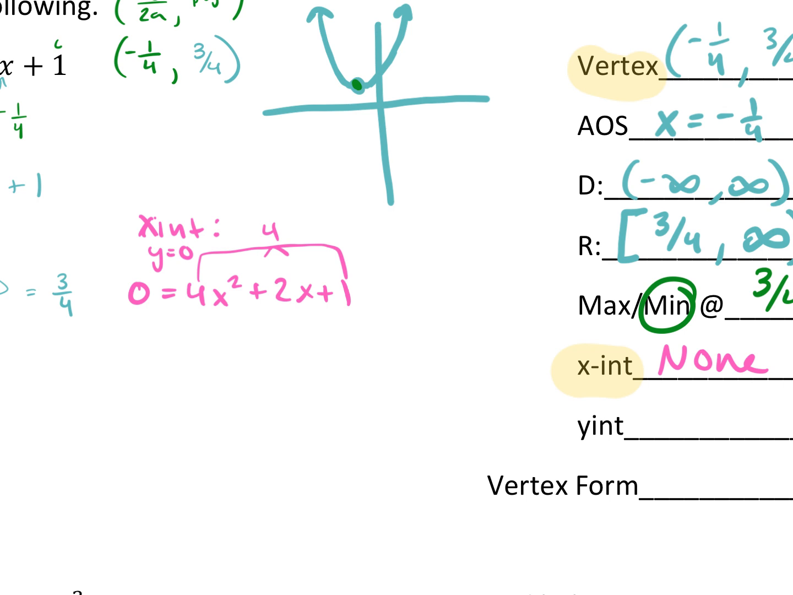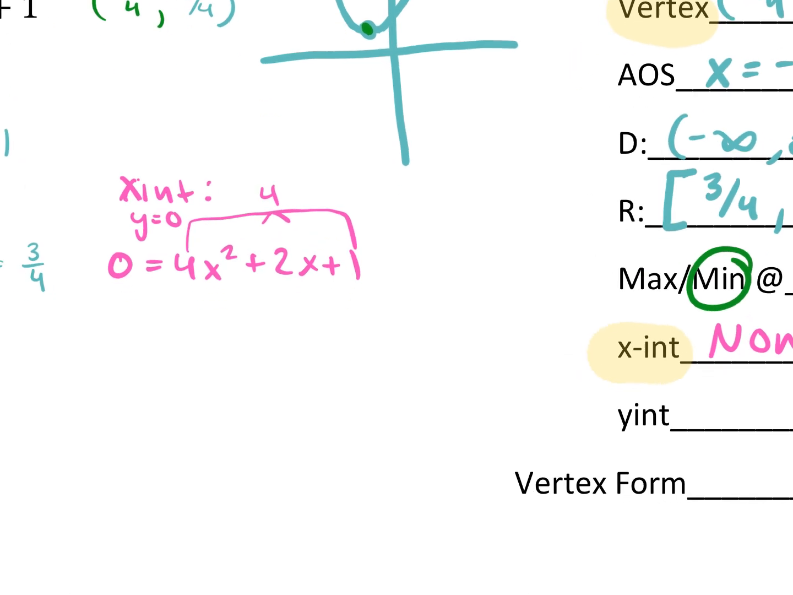If when you graphed it, you do touch the x-axis, then you'd want to use your quadratic formula, because it is possible that you can have x-intercepts, but they're just not whole numbers. They could be, well, if they're imaginary, they're not touching the x-axis.